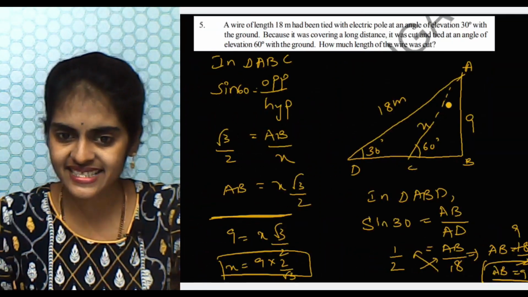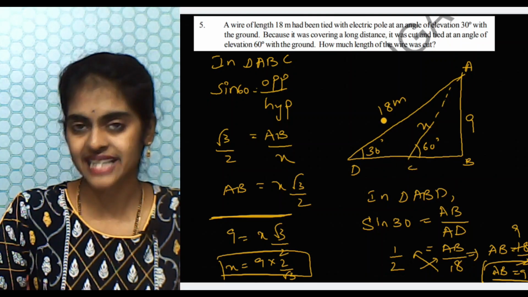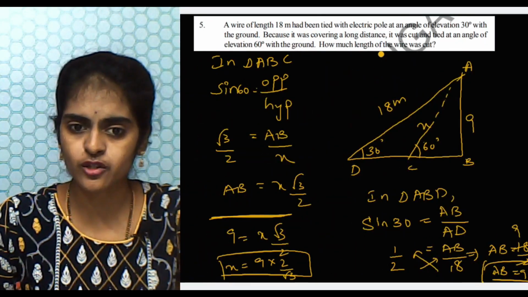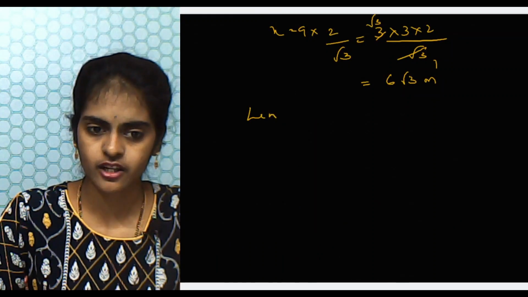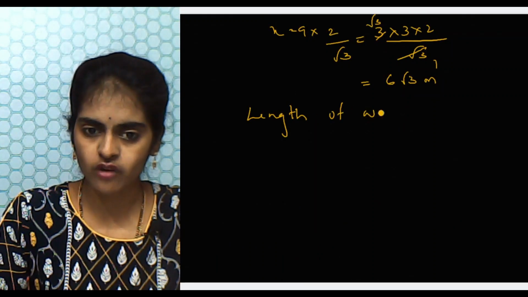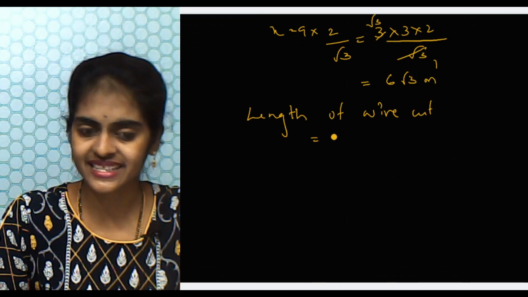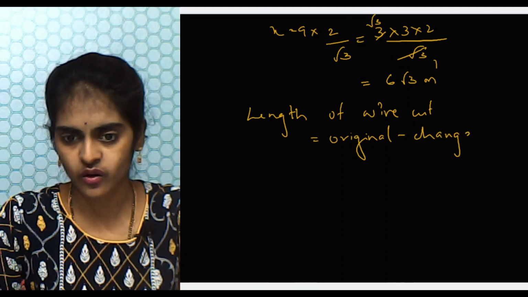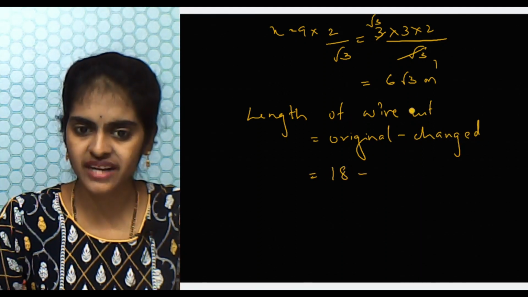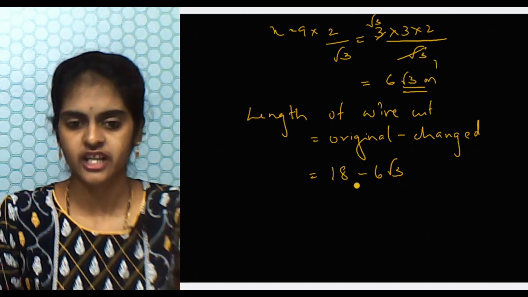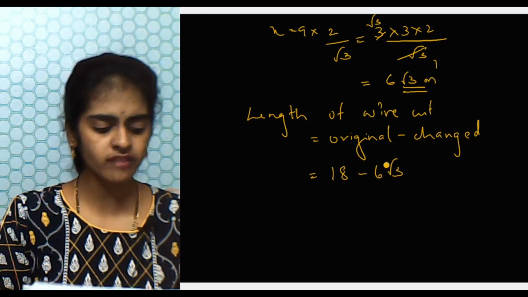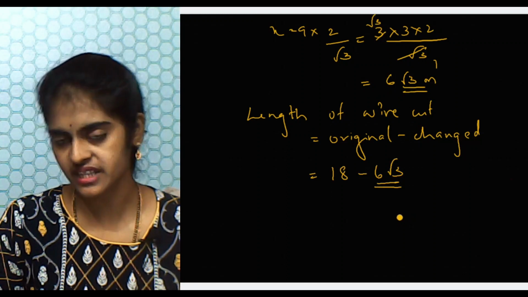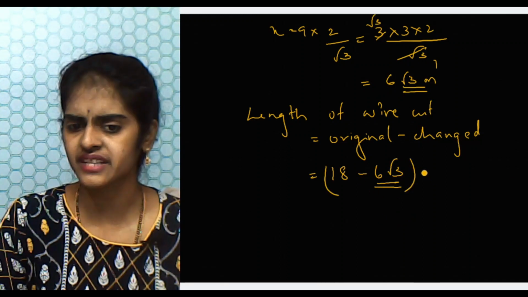What is x? x is nothing but the length of the wire. It was 18 first, now it is 6 root 3. You want how much rope is cut. So let me write it here. The length of wire cut is the original length minus the changed length. The original length is 18 minus the changed length 6 root 3. Subtracting these two, you will get the change in length. You can multiply 6 into 1.732 and get the value, or else you can leave the answer in this way.